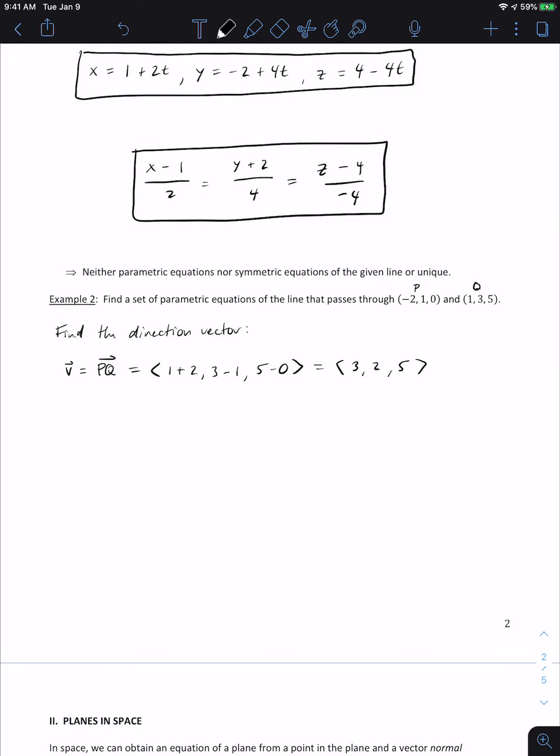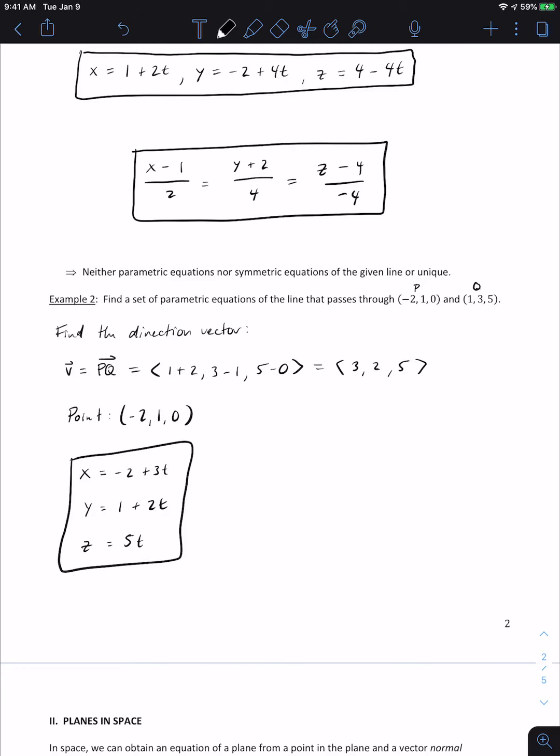And then I can choose any point. So we'll take the first point here, (-2, 1, 0). And so I get x is equal to -2 plus 3t. y is equal to 1 plus 2t. And z is equal to 5t. Right? And that is a set of parametric equations for the line.